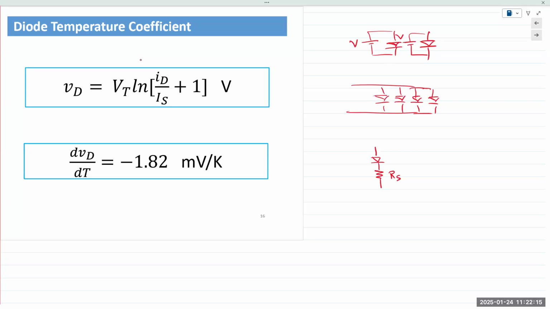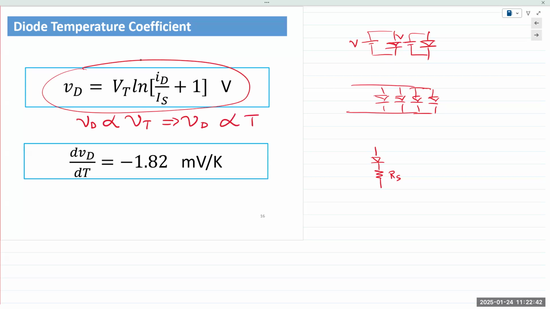Okay. All right. So the reason this is important is because we can see the diode voltage is directly proportional to the thermal voltage. Thermal voltage comes from the temperature, meaning the diode voltage is directly proportional to temperature. Because Vt is K times T over charge Q. K is a constant, Q is a constant. The only variable in the equation is T, temperature. So as temperature increases, diode voltage increases.